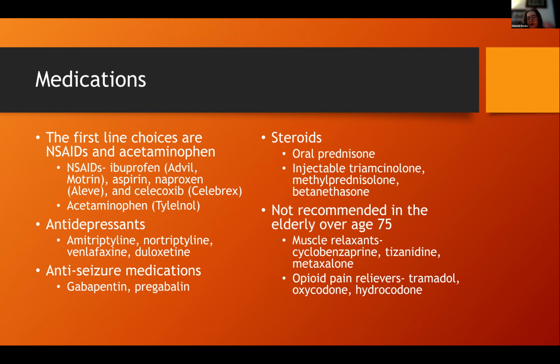Patients can also be put on steroids. They could take oral prednisone, but especially if it's severe chronic pain, they could take the injectable as well, which is triamcinolone or Kenalog, methylprednisolone, which is Depo-Medrol, or betamethasone, which is Celestone. And these are used to suppress the inflammation around the pinched nerve.